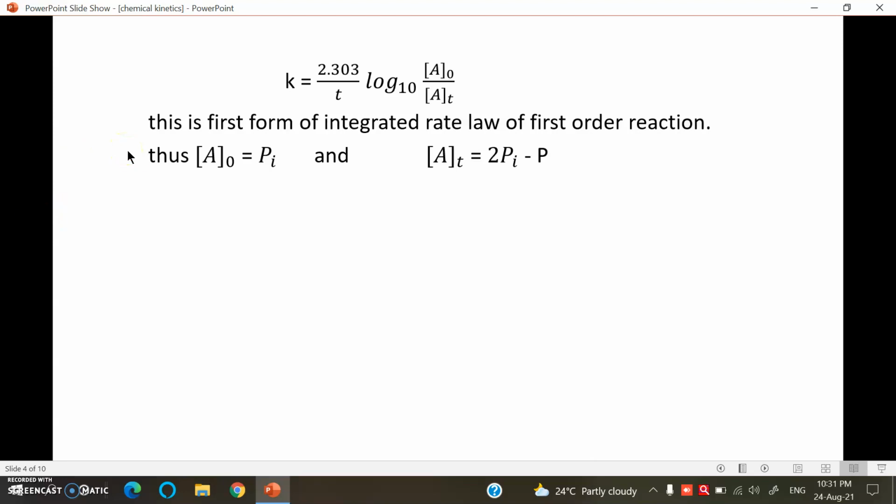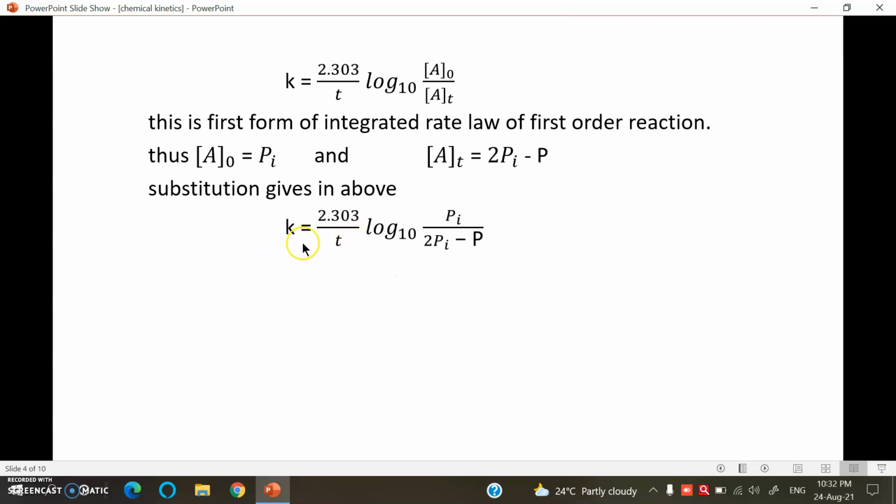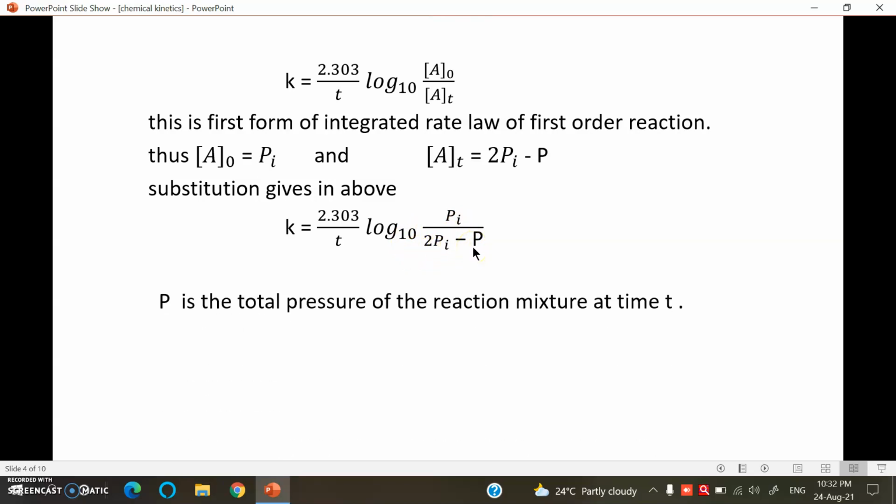For the gaseous phase, the initial concentration of reactant A, that is A0, is equal to P1, and at time T, AT is equal to 2P1 minus P. On substitution in the equation, K is equal to 2.303 divided by T, log to the base 10, P1 divided by (2P1 minus P), where P is the total pressure of the reaction mixture at time T.